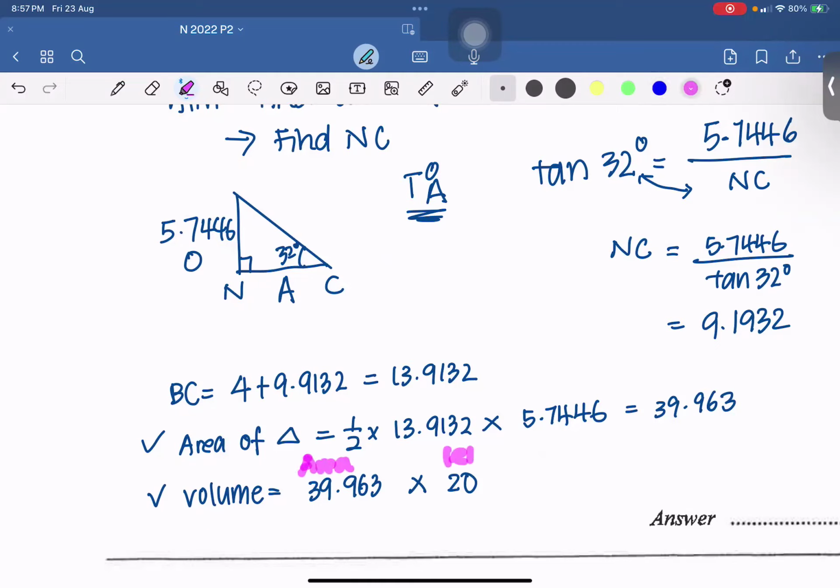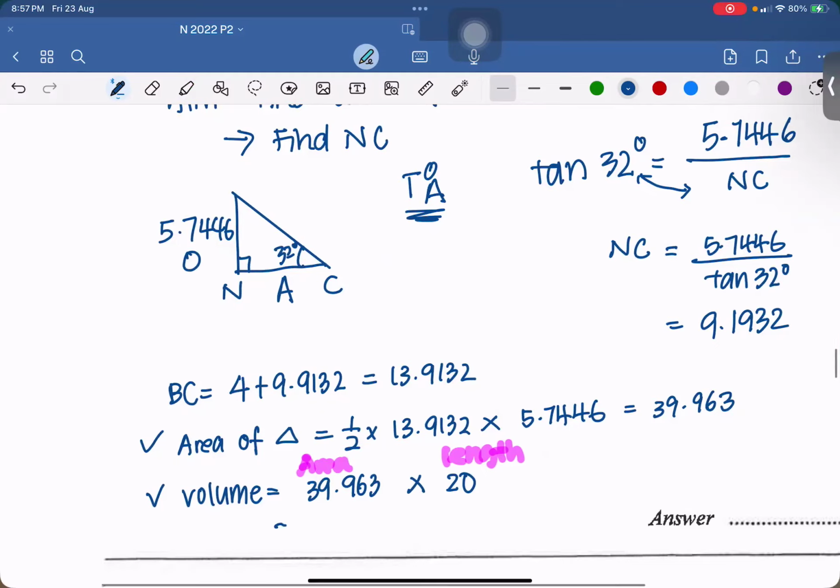Times length. Okay, then get my answer. 39.963 times 20. Volume, cm cube. 799.257. Okay, you use the longer one, right? I use the shorter one.